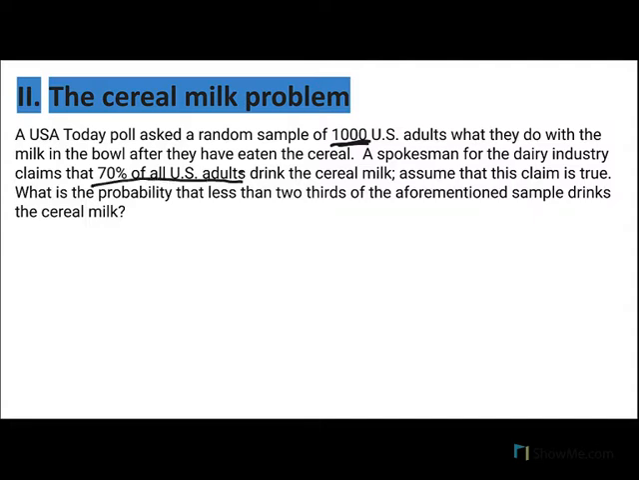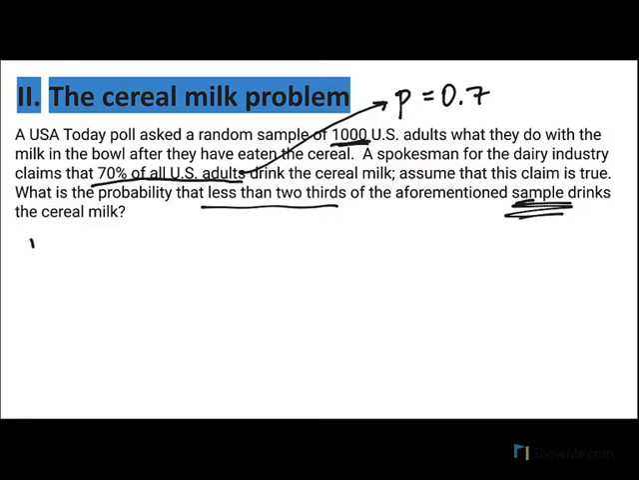So this would be our true proportion of adults who drink the cereal milk. Assume that this claim is true. What is the probability that less than 2/3 of the aforementioned sample drinks the cereal milk? So again, we know the proportion for all of US adults, which should be our population, and we're looking for the chances that a sample of 1,000 adults would have less than 2/3 of them, or less than 0.67 of them, who drink the cereal milk, based on that 70%.